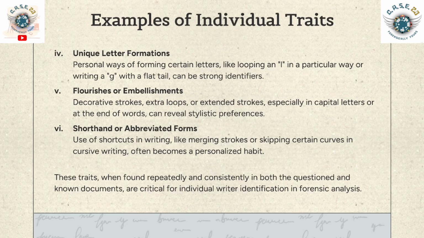Then the last is shorthand or abbreviated forms. Now this one is quite interesting as well. Some people develop personal shortcuts in their writing. They might merge strokes, skip certain curves, or simplify cursive forms. For example, they might write a quick E that almost looks like a straight line, or combine two letters into one motion. So these shortcuts become personal habits, especially in fast or informal writing, when you are writing a letter or making notes, etc. And they are very hard to replicate naturally unless you write exactly like that person.